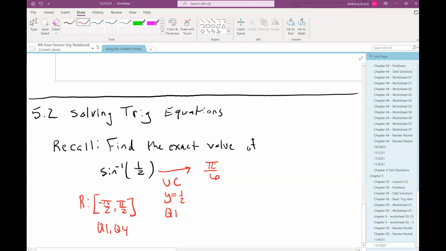I'm not going to refer to the unit circle specifically. I'm just going to kind of make a note of what I was looking up off the unit circles. Is everybody okay with that?